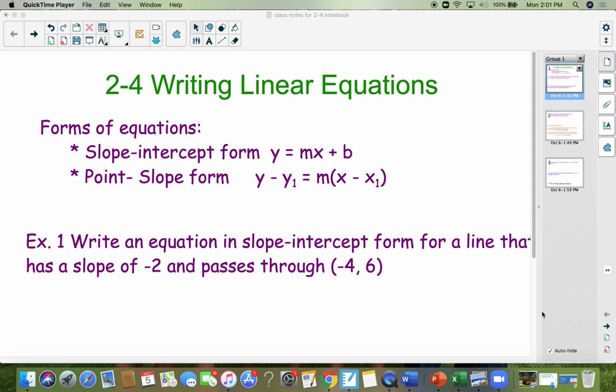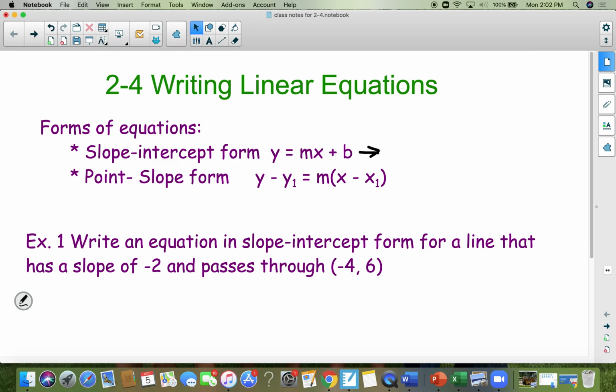Okay, if you look at how many templates you have, you only have 3 templates for today. These are the most popular forms of a linear equation. The slope-intercept form, y equals mx plus b. This is used specifically for graphing.